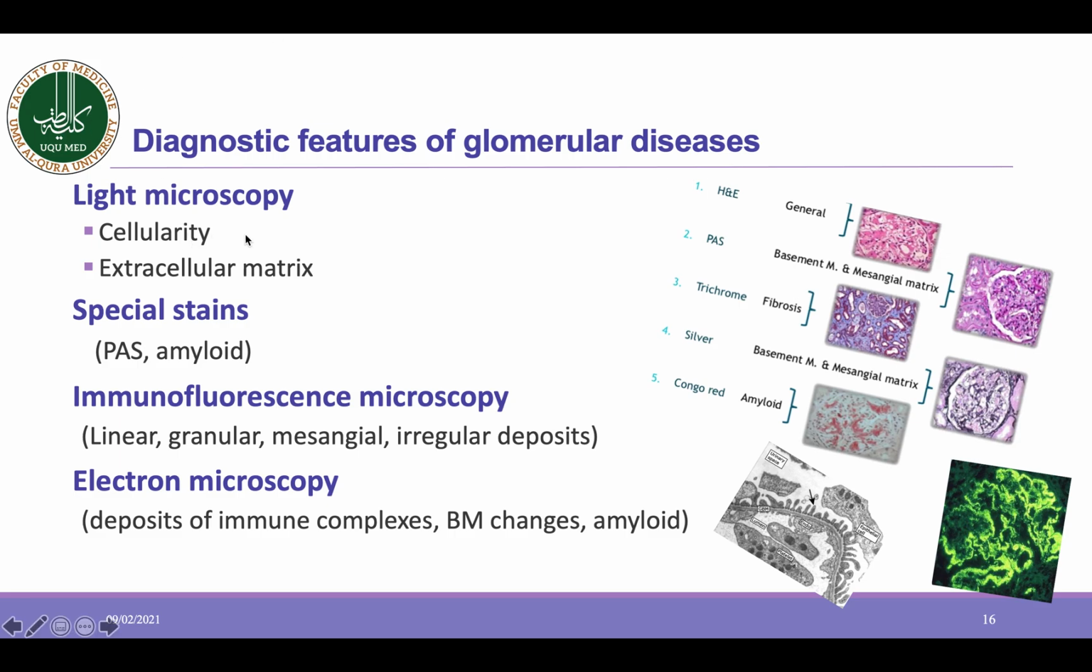So there is usually increased cellularity. Commonly there are changes in the extracellular matrix, which we call mesangium, the matrix that holds the glomerulus together. Typically we do some special stains for light microscopic examination. Immunofluorescence is done usually to detect deposits of antibodies or complement components within the glomerulus. This picture in the right corner here is immunofluorescence, and you can see the green color, meaning that there is some sort of deposits.